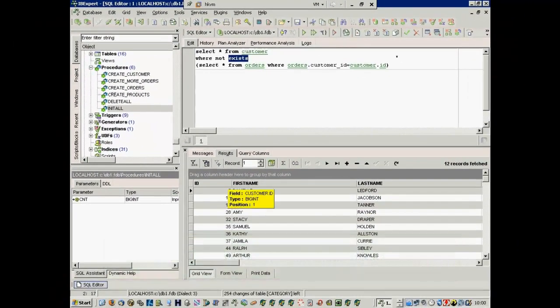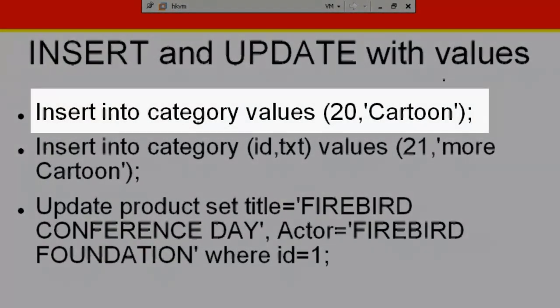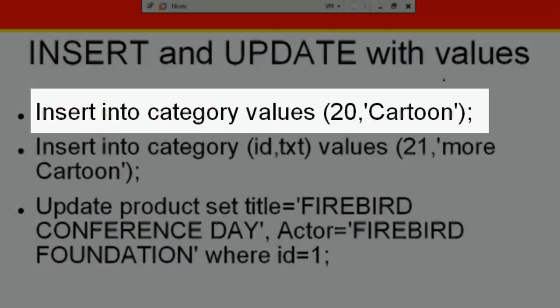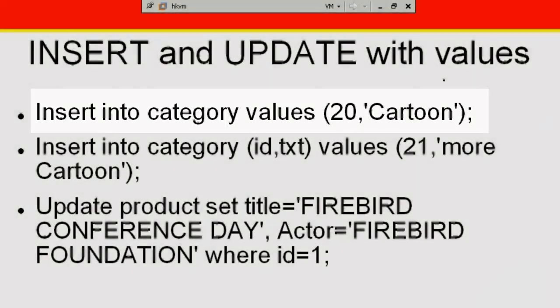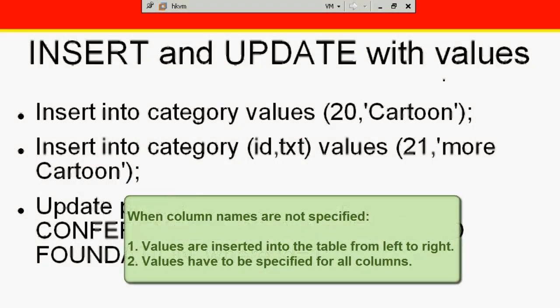Let's now go on to insert statements. Insert into category values 20, cartoon. As no columns have been named here, the values 20 and cartoon are inserted from left to right in the category table columns. If the column names are not specified, data has to be inserted into all columns. The category table only has 2 columns.